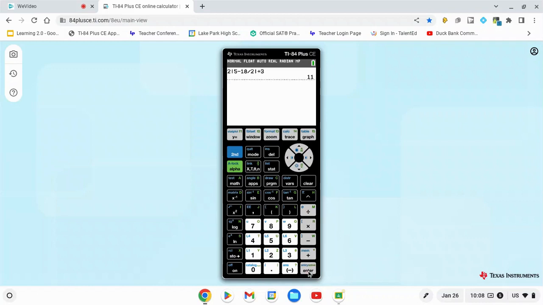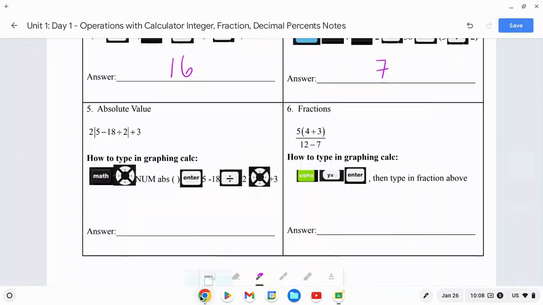So hit enter, and I end up getting positive 11 as the answer for the absolute value problem. So going back to my notes, I'm going to put 11 as that final answer.